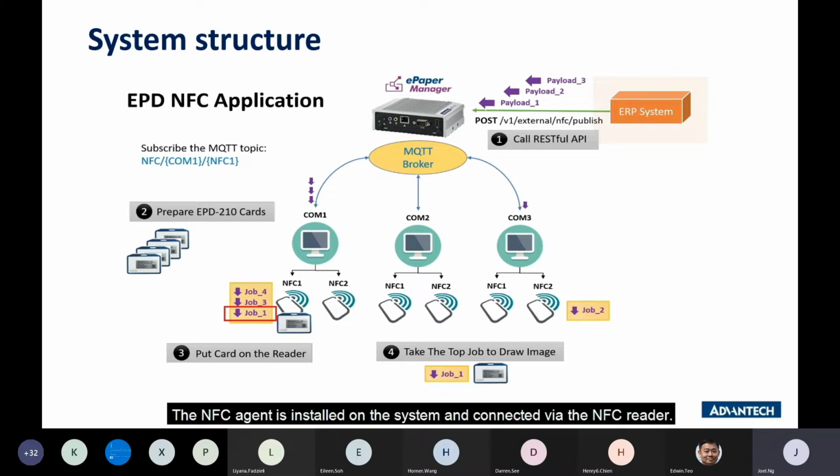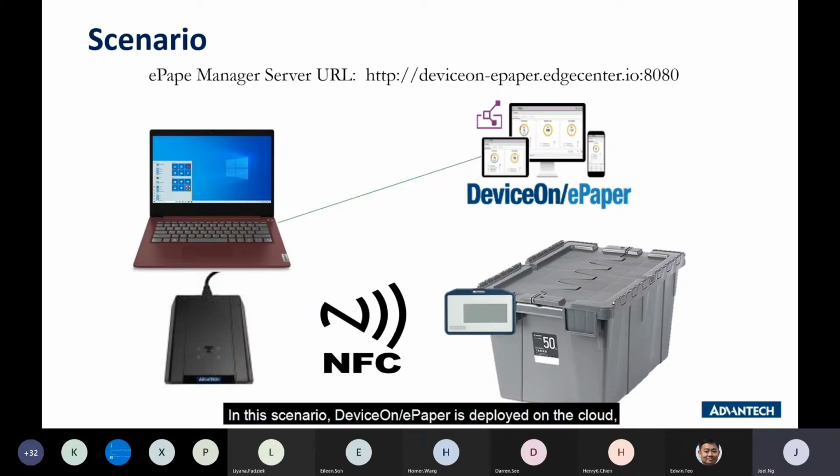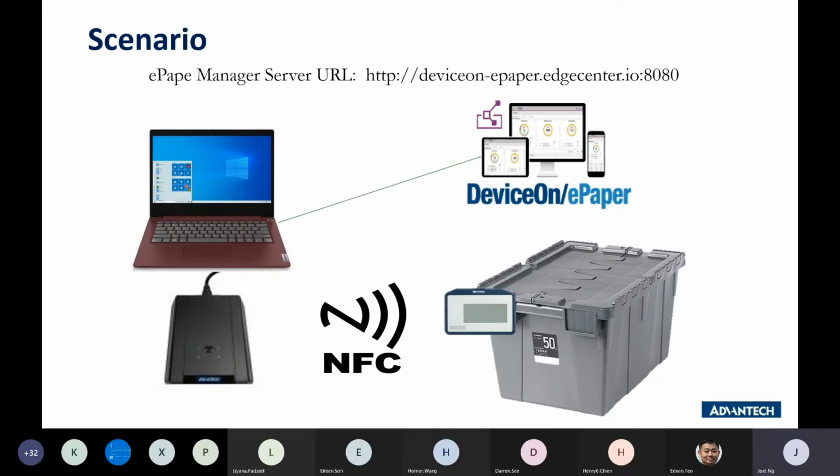The NFC agent is installed on the system and connected by the NFC reader. In this scenario, the device on ePaper is deployed on the cloud, and the NFC agent is installed on the laptop. The laptop is connected with the NFC reader. The EPD-210 is on the logistic box. To change the EPD-210 display, you need to integrate it with the ERP.